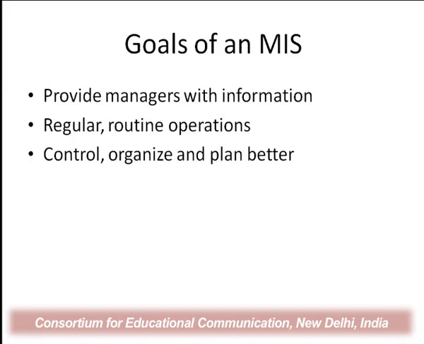So, if you talk about an MIS, what are the goals of an MIS? MIS basically has three important goals. The first is that it provides managers with the information. Of course, the main goal of an information system is to provide the right kind of information at the right time to the right people. Next is that it should also cater to regular and routine operations. MIS is a system which will cater to tactical and operational decision making, and it helps the managers in controlling, organizing and planning in a better way.